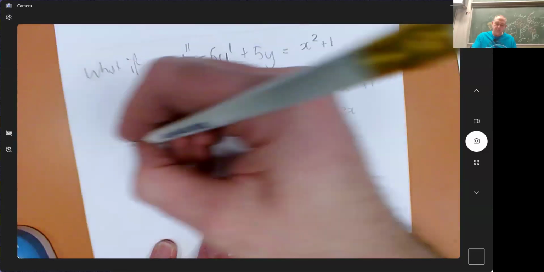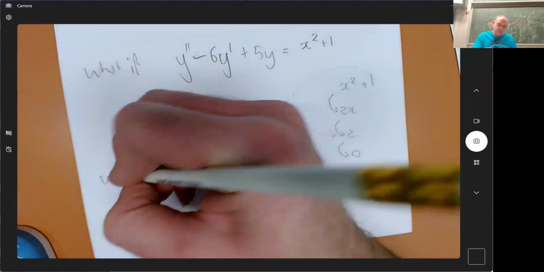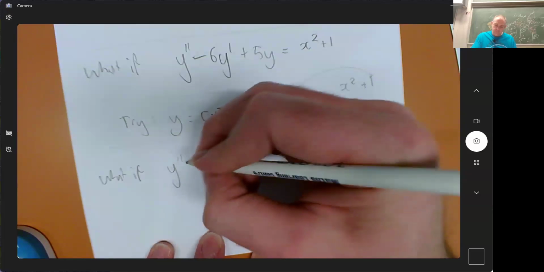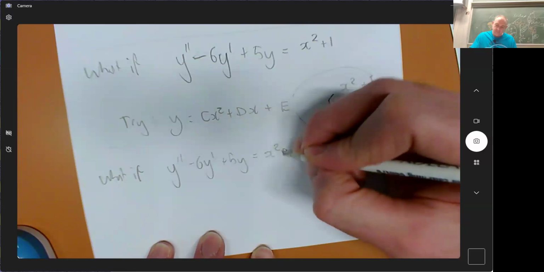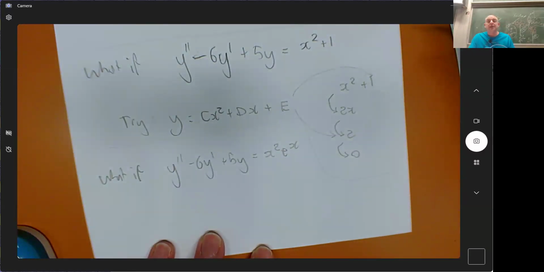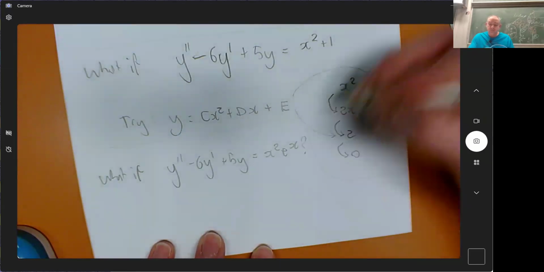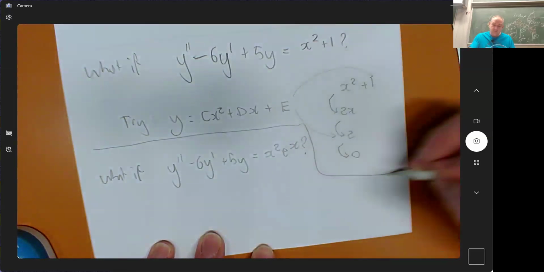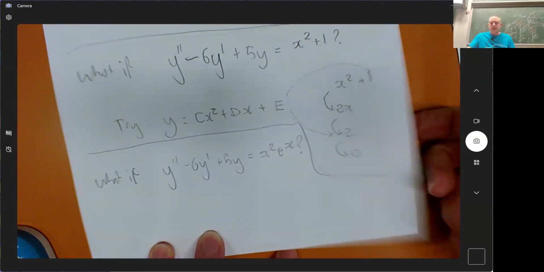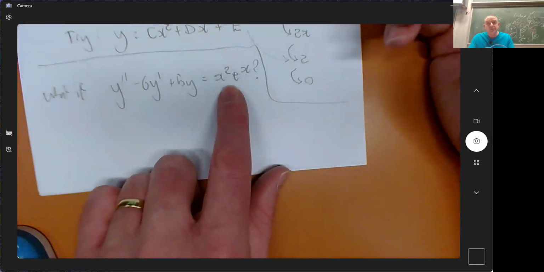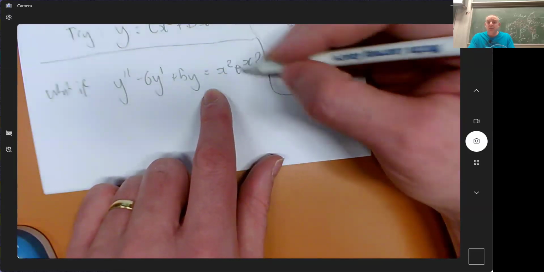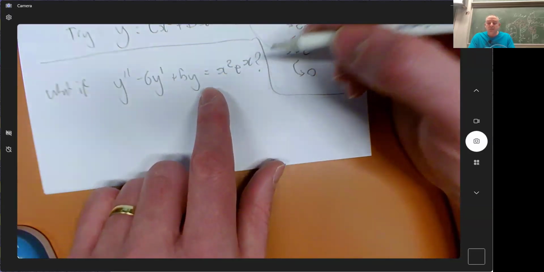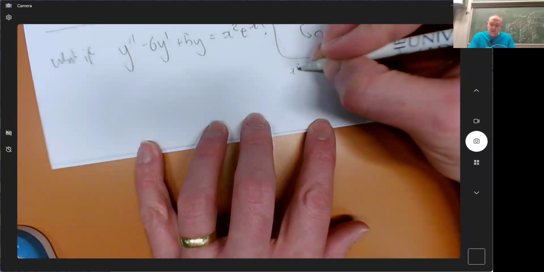And I have one more. What if it was this? Squared e to the x? Well, then I imagine all the derivatives of this, and that will eventually contain all the derivatives of this and all the derivatives of this. But let me think about it. X squared e to the x.